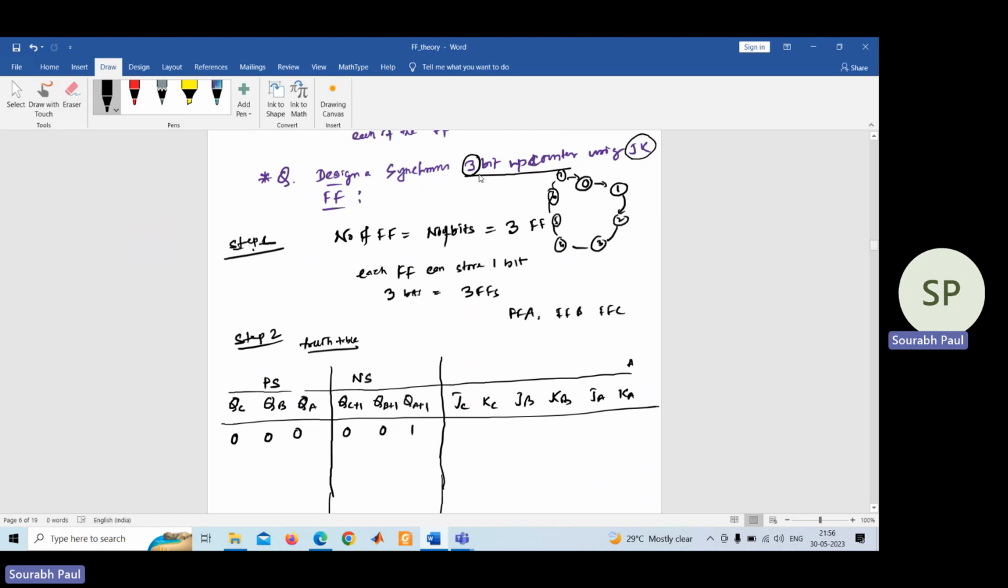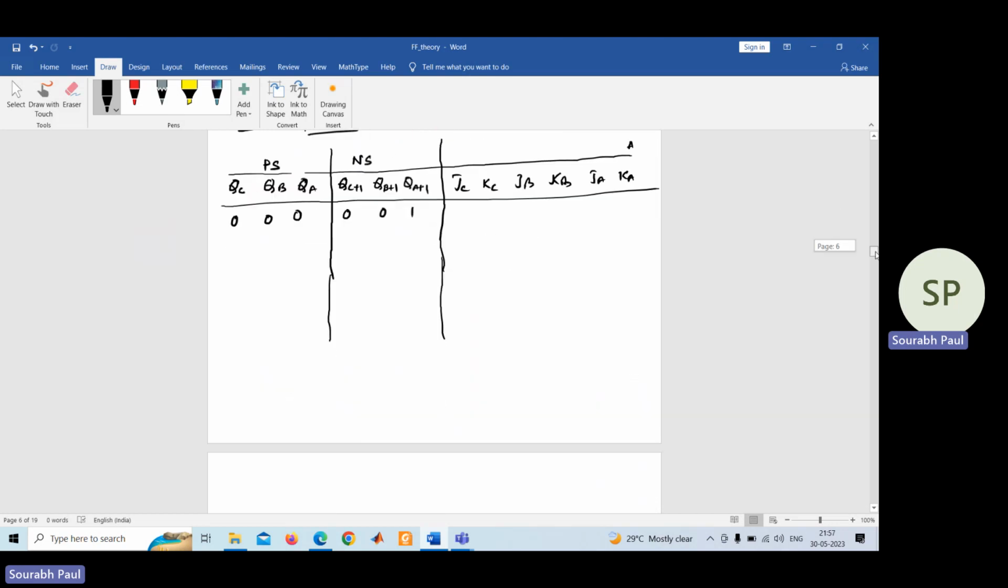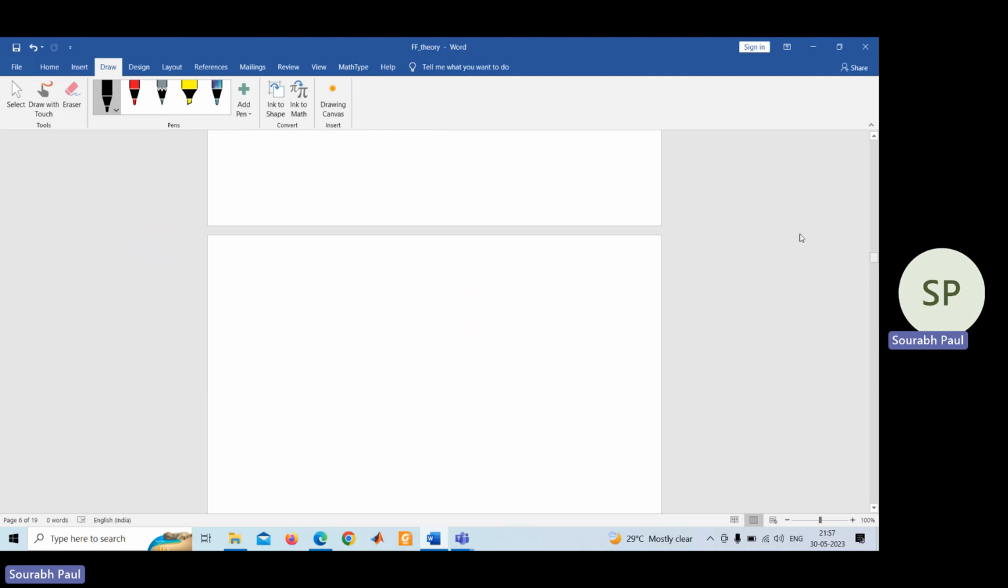And as you are using 3-bit, why are you using 3-bit? Because you have 8 different states, and in order to represent 8 different states, you need at least 3 bits. That is well known to everyone. Okay, so let me write down those things here also. As you have 8 different states, each of the states has to be represented by 3 bits.